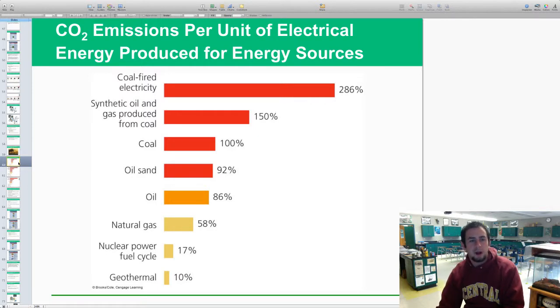When you do coal-fired electricity, that's 286%. Looking at that as far as energy produced for energy resources, this is on CO2 emissions. If you're doing synthetic oil or gas produced from coal, it's 150%. Coal itself, 100%. Oil sand, 92. Oil, 86. So it's just looking at how much CO2 is produced by using these different energy resources. Obviously, coal-fired electricity is one of the highest, and anything with coal is pretty high. Oil is second, then natural gas, then nuclear and geothermal last.